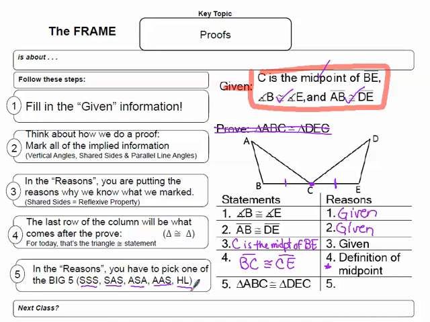So I need to mark my picture because I do everything with pictures. I already have that midpoint thing marked. Let's do the B is congruent to E. B is congruent to E. And AB is congruent to DE. So my picture's marked. Are the two triangles marked the same? Yeah. So can I get rid of one of them? And go ahead and mark it, get rid of one.